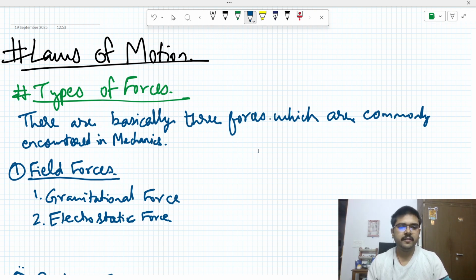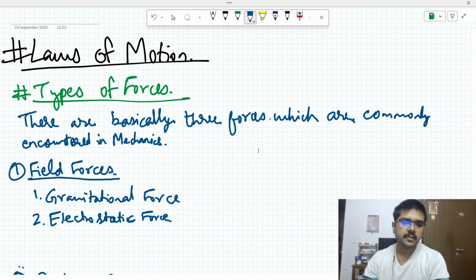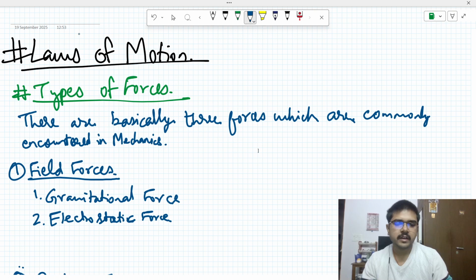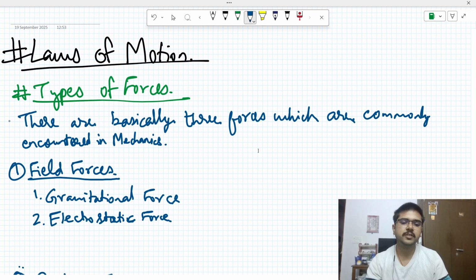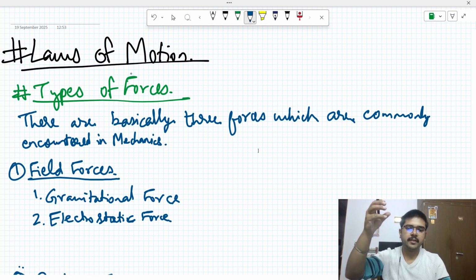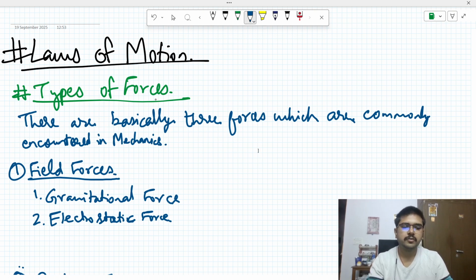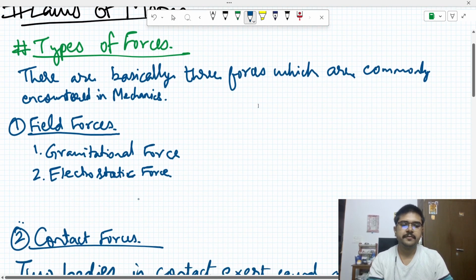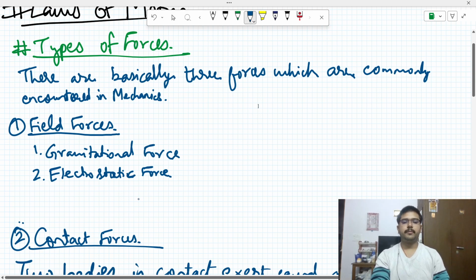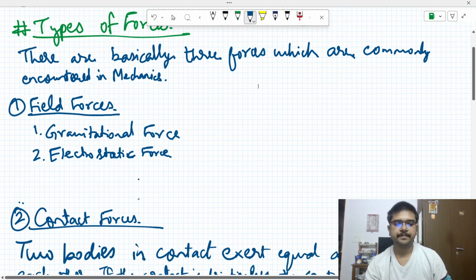It is field forces, that is, for example, we have gravitational force and electrostatic force. So gravitational force is the force, for example, if we drop a ball from our hand to the ground, then that is an example of gravitational attraction of the ball towards the earth. And electrostatic force is a force between two opposite charges or two similar charges.